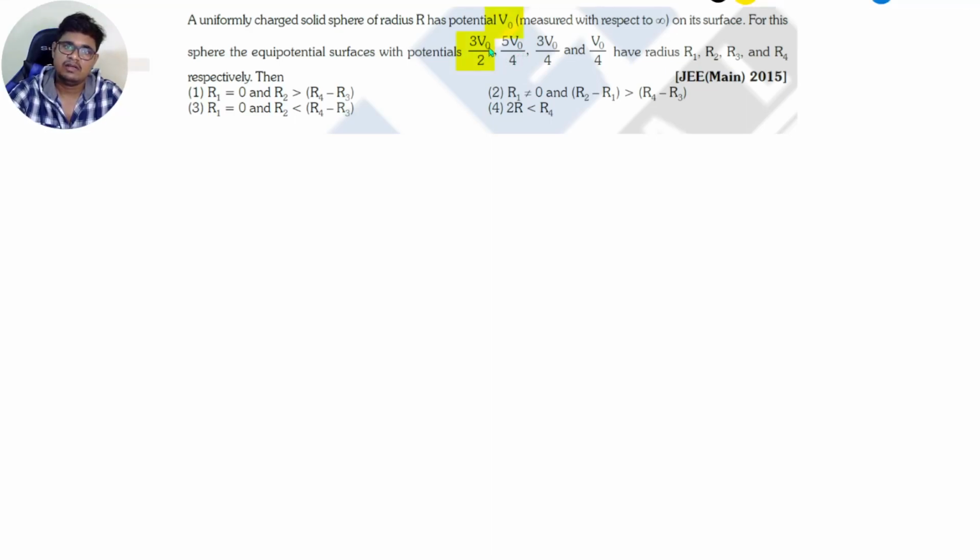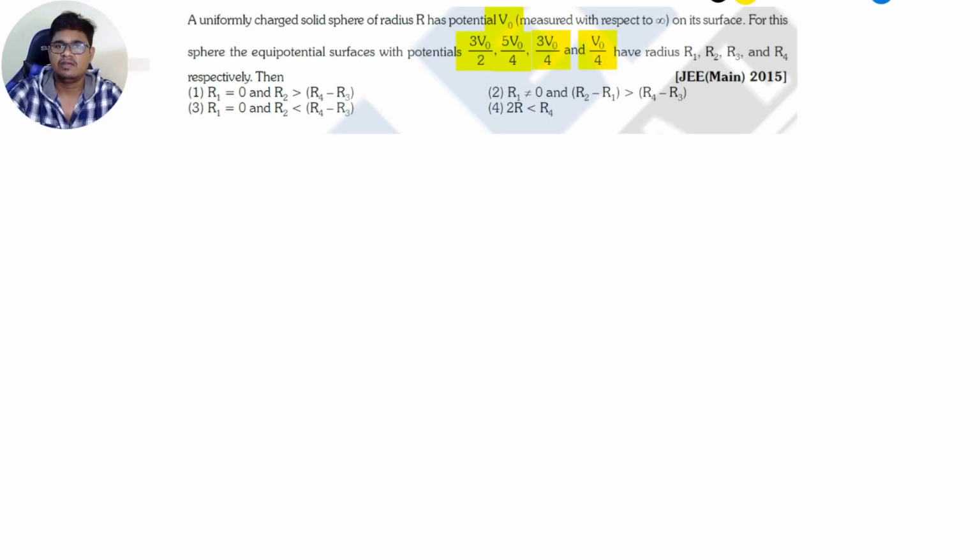Then you can see that 3 V naught by 2. After that this is 5 V naught by 4. So this is some value which is again greater than V naught, so it is interior to the solid sphere. So it is somewhere between the center and the surface, this point. 3 V naught by 4 is the outside point because it is lesser than V naught, and V naught by 4 again is the outside point because it is again lesser than V naught here.